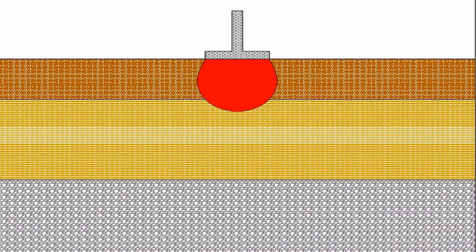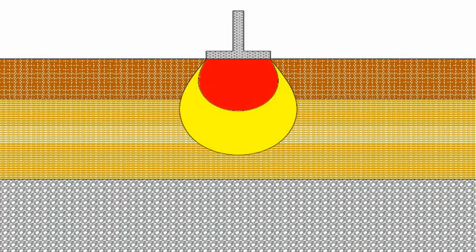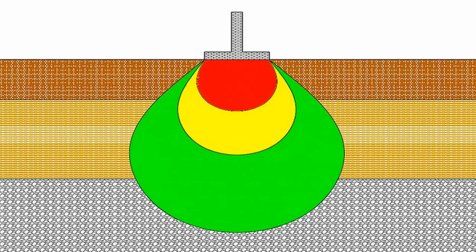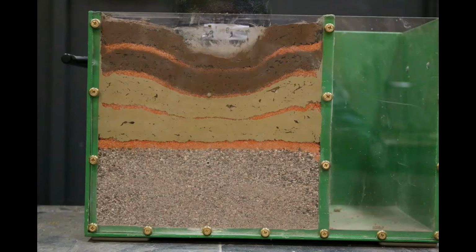The distribution of load due to a loaded area is explained by many researchers, including Joseph Boussinesq. His suggestion was that load is distributed radially into the ground, where the deeper you go, the lesser the load will be felt by the soil. This explains why our soil settled the way it did.